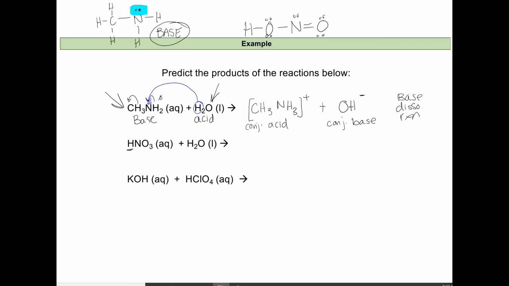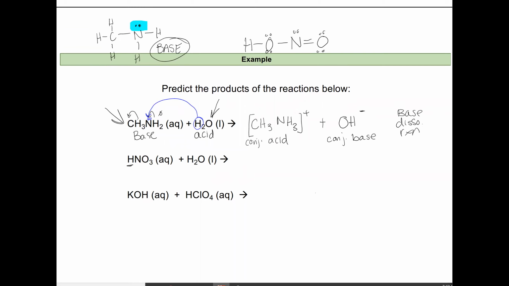In this case, this HNO3, the nitric acid, is our acid. And that makes our water a base. So when our acid and base come together, the acid is going to donate the hydrogen. So this hydrogen on my nitric acid is going to come and form a bond with the lone pair on my oxygen. So my acid is going to lose a hydrogen, so I'll write NO3, and gain a -1 charge because it lost that positive charge. This acid becomes a conjugate base.